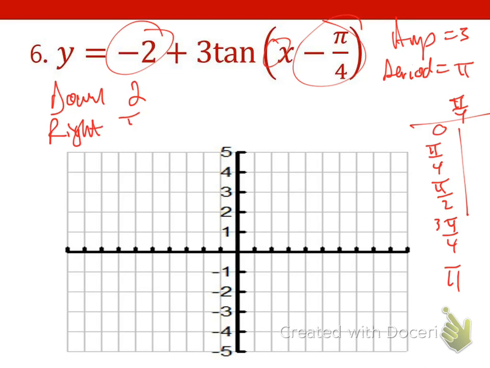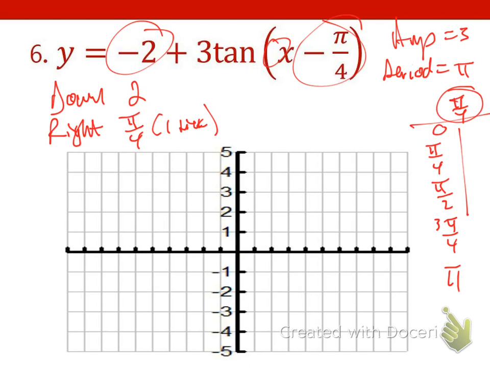Pi over 4. We need to talk about it like that. So pi over 4, which based on our tick mark values, does mean 1 tick mark. So I'll put that in parentheses. Okay? Now, everything's going to shift to the right pi over 4. Everything's going to shift to the right 1 tick mark, which means even our asymptotes.